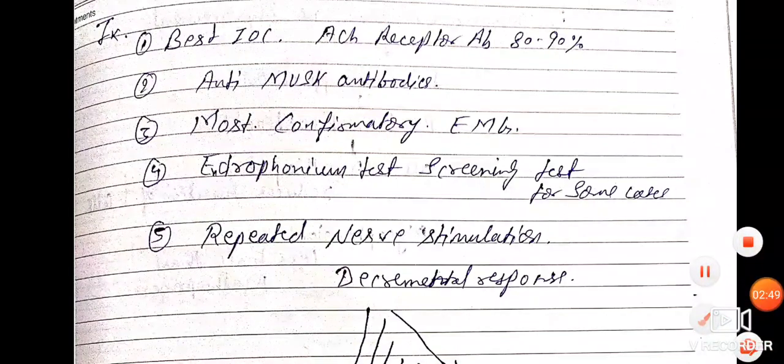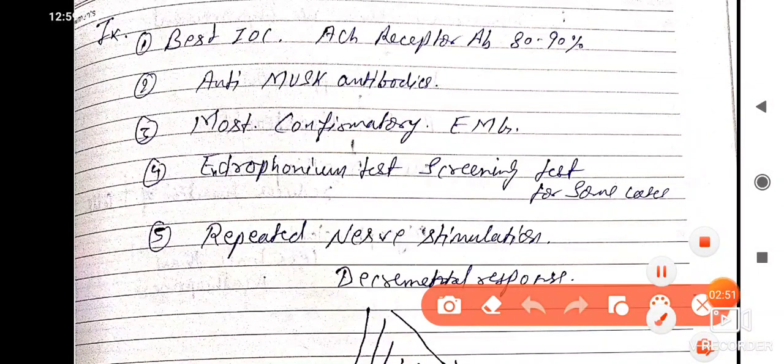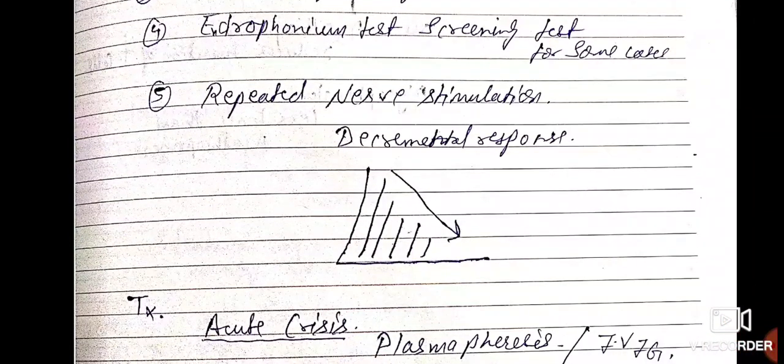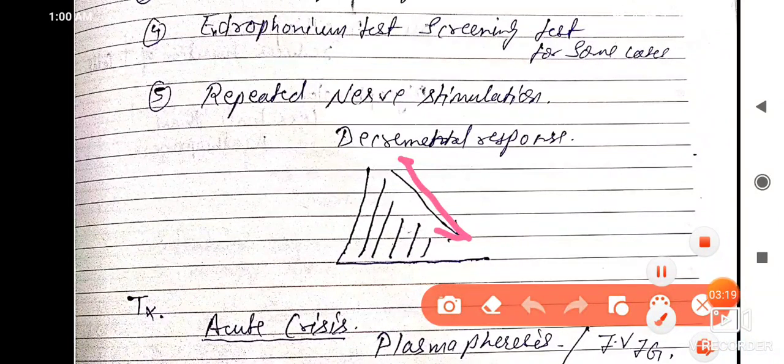How to investigate myasthenia gravis? Order acetylcholine receptor antibodies, positive in 80 to 90%, and anti-MuSK antibodies. The most confirmatory test is EMG, electromyography. The edrophonium test is a screening test for some cases, not for all. With repeated nerve stimulation, we see a decremental response, that is, the nerve responses decrease.